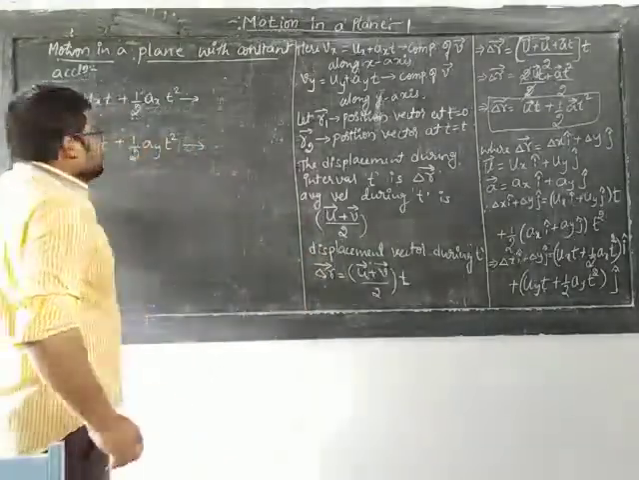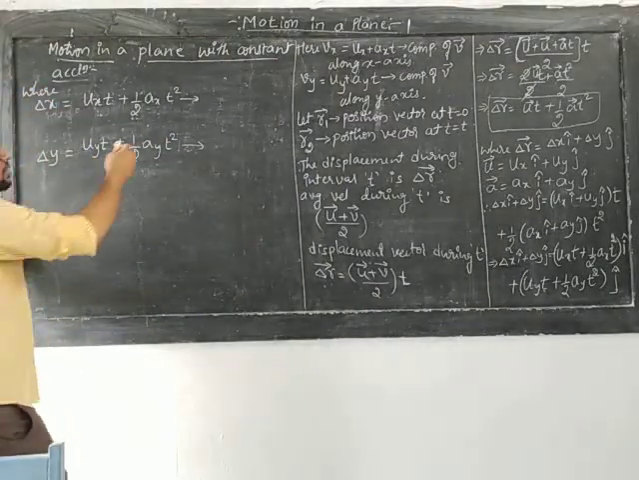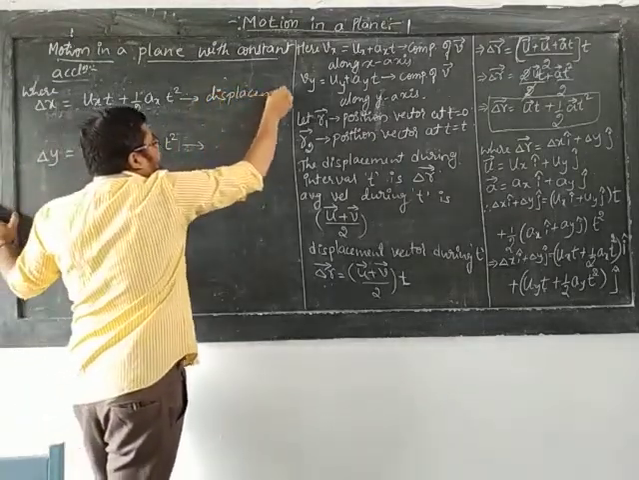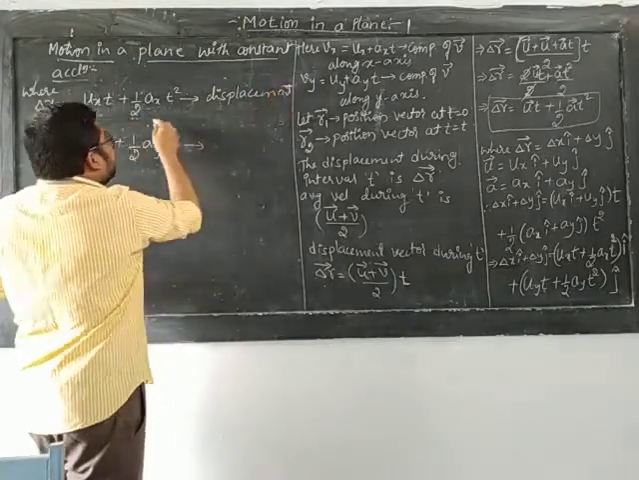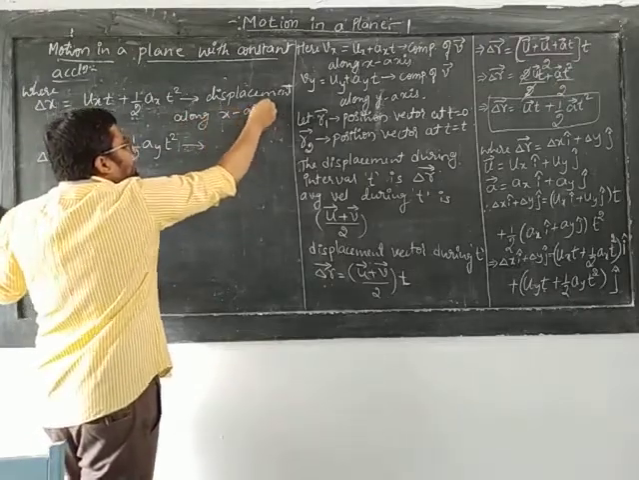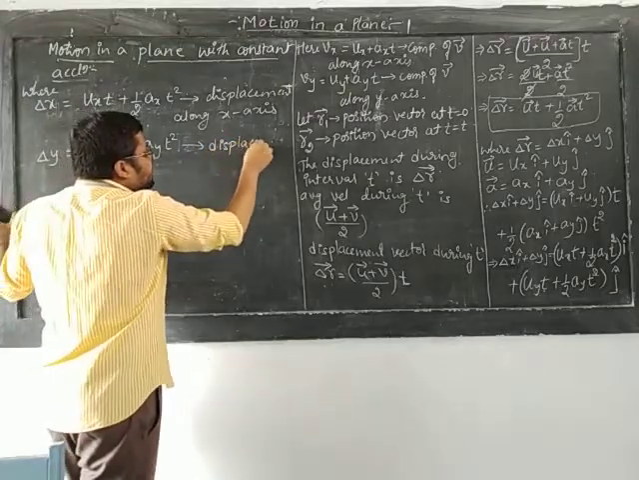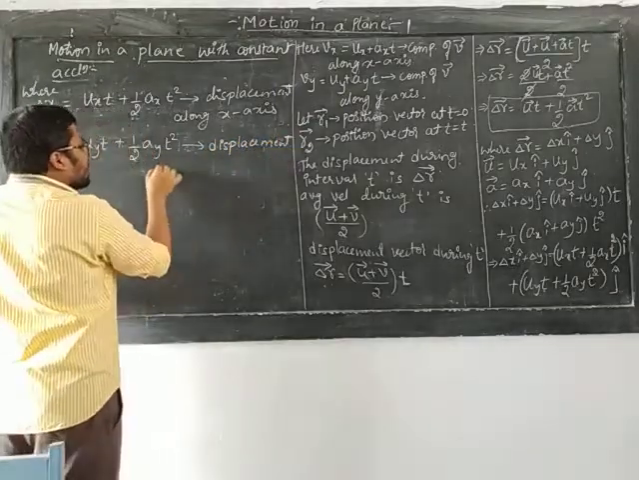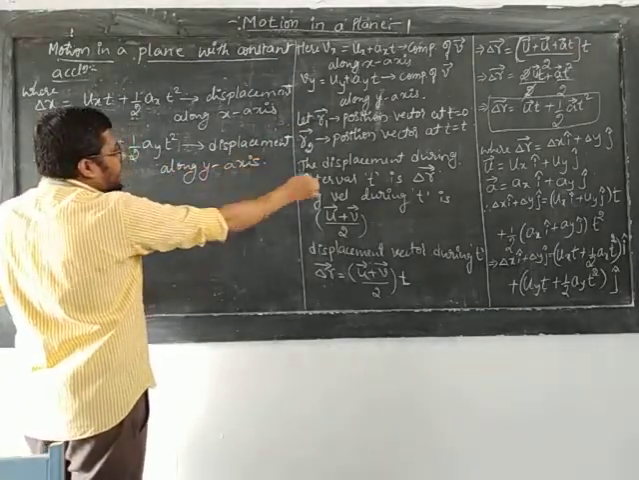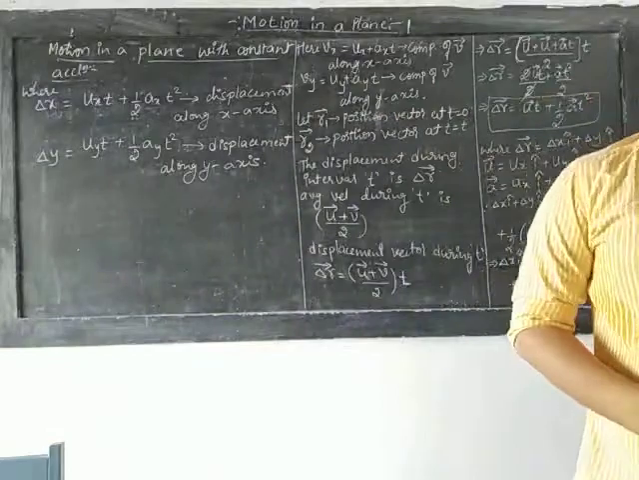Is it clear? So in that equation, delta x is nothing but the displacement along x-axis, and here delta y is displacement along y-axis. Right? So just write these things in your notes.